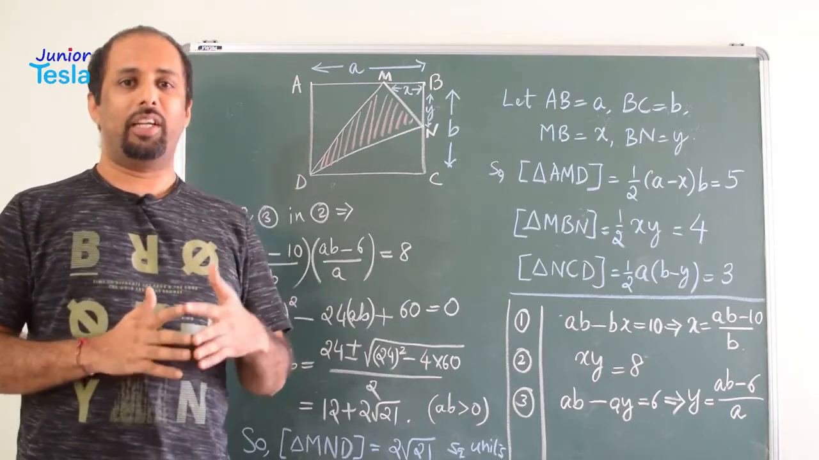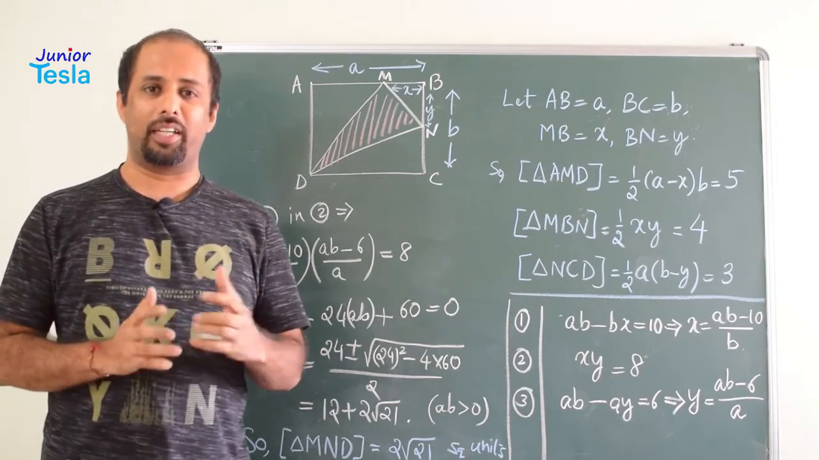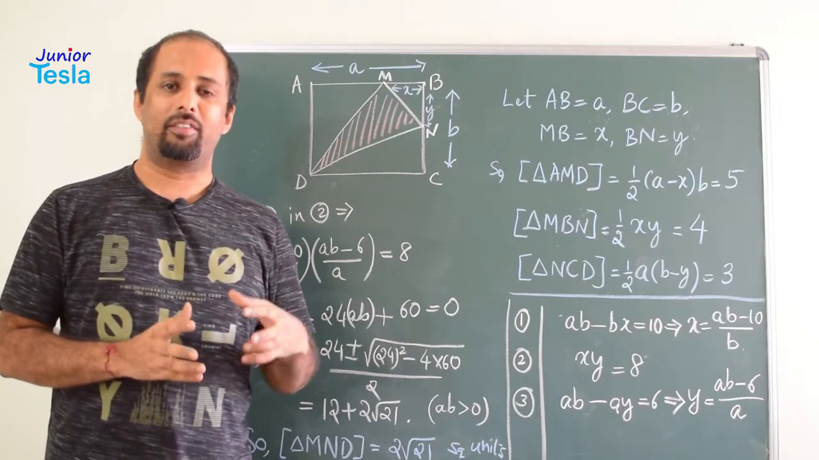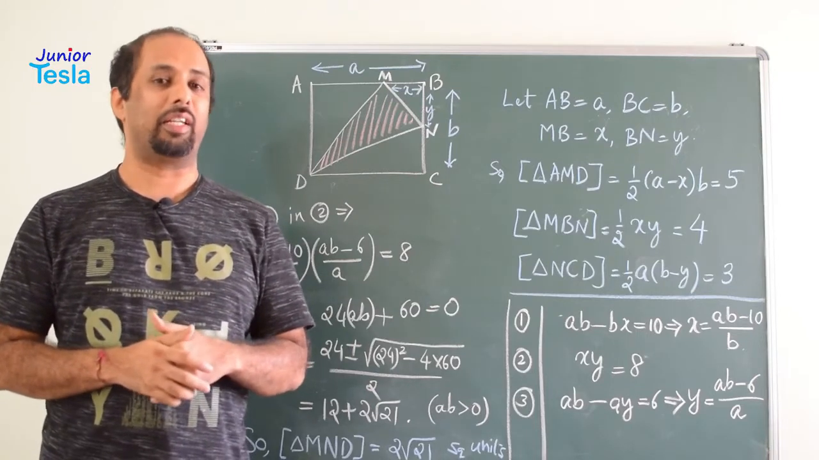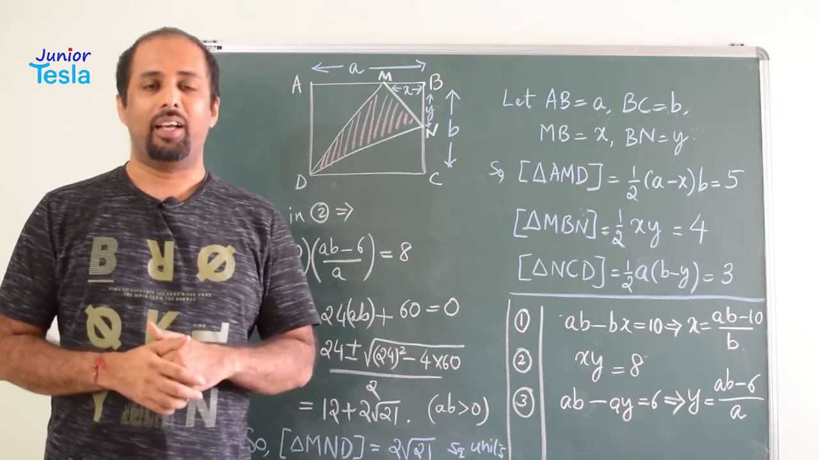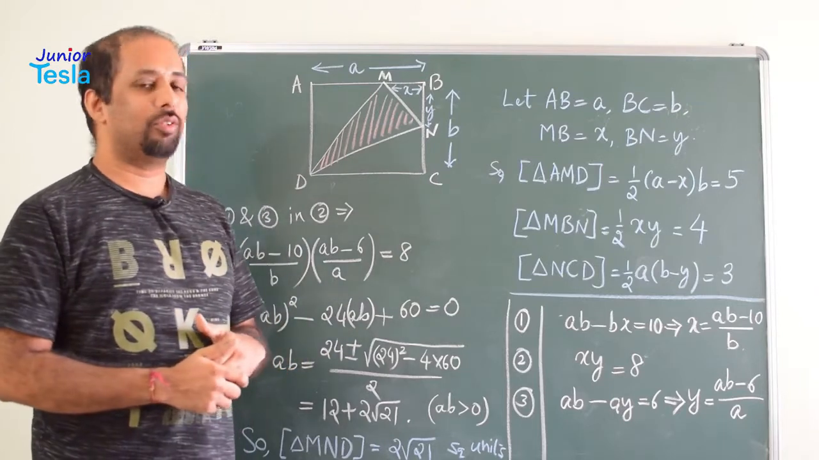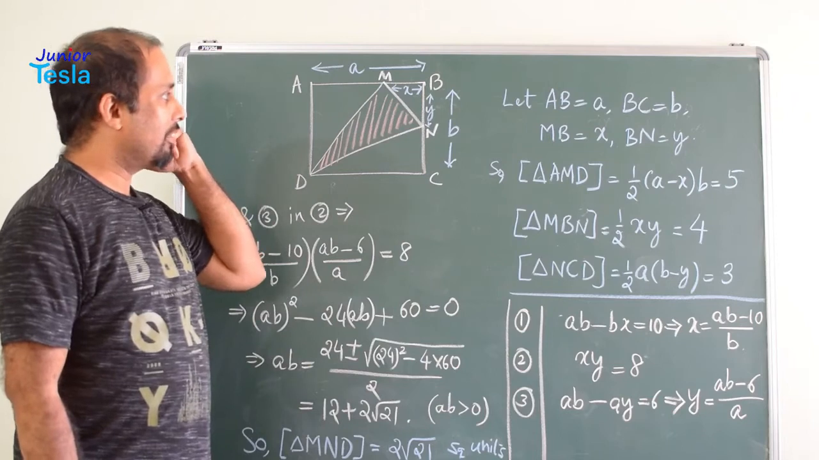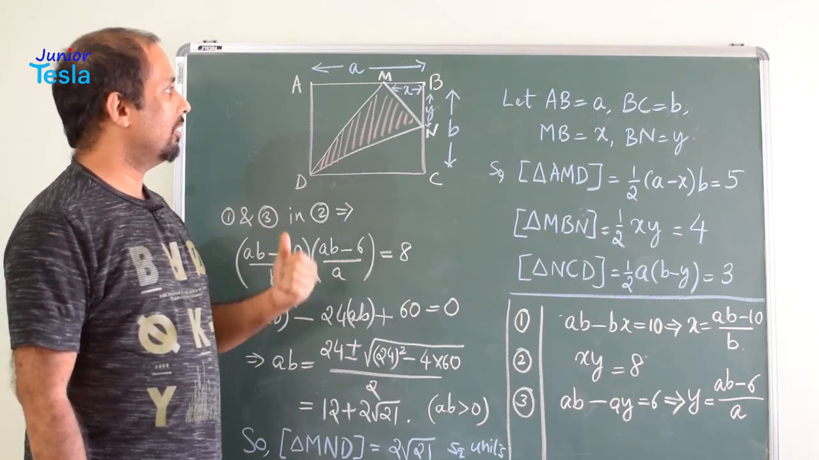Okay, it looks like a very decent problem. A rectangle, and inside the rectangle we have 4 triangles. Areas of 3 triangles are given and you are supposed to find the area of the 4th triangle. Now to solve this problem, first let us simplify the equations.